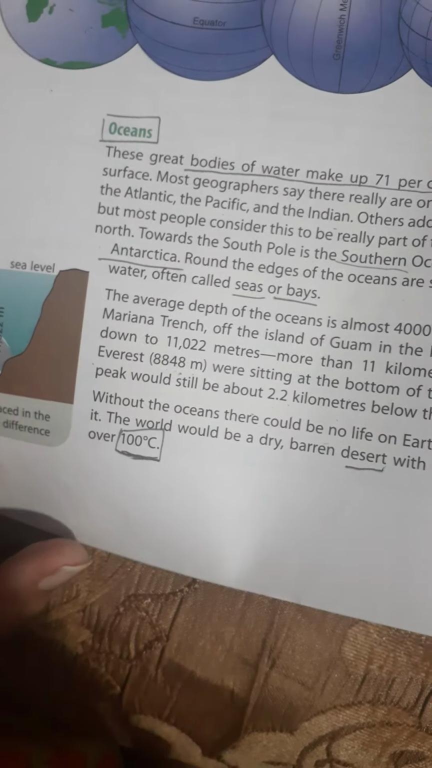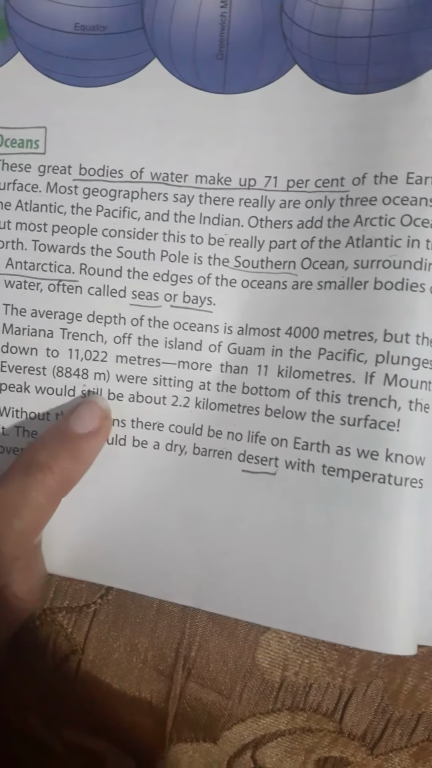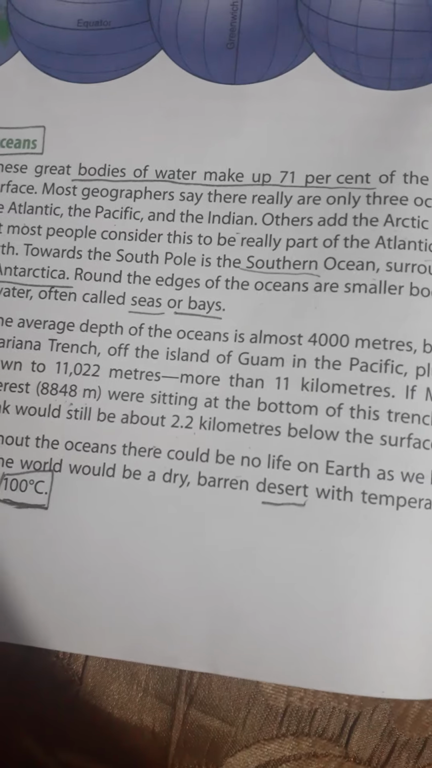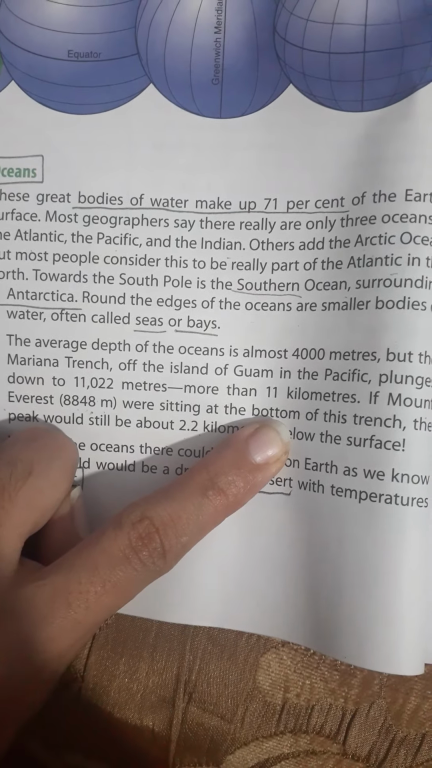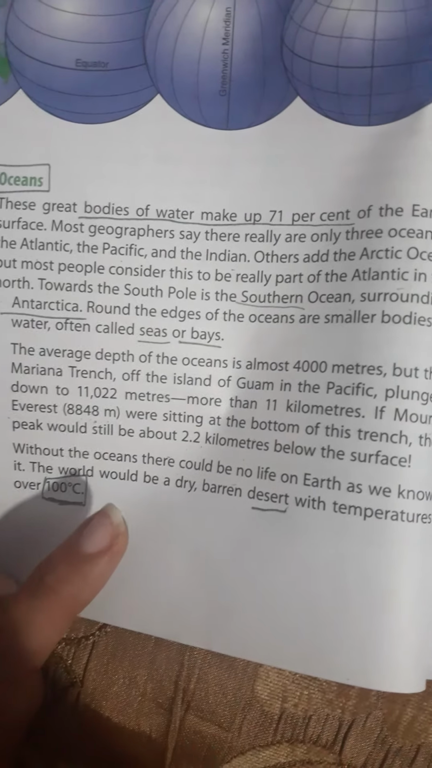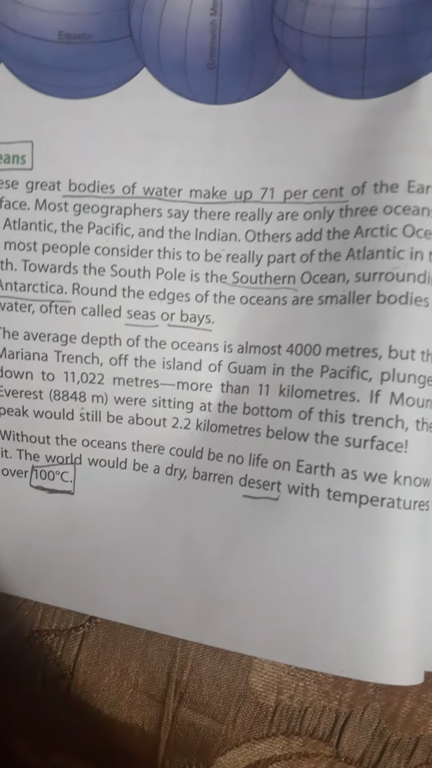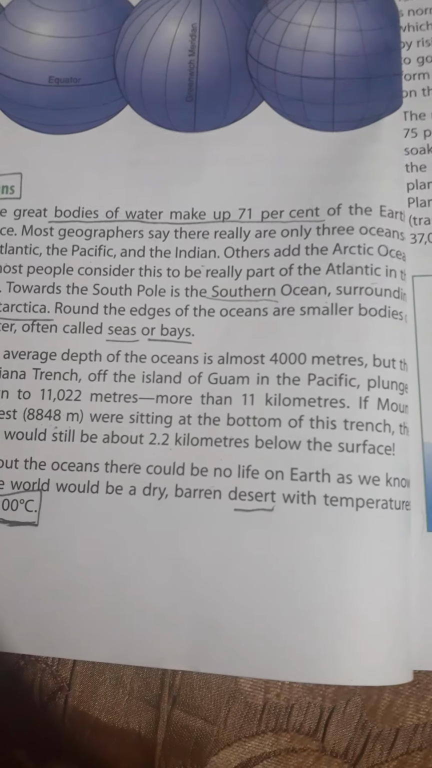Okay, let's study about the depth of the ocean. The average depth of the ocean is 4,000 meters, and if we measure the depth of the Pacific Ocean, that is 11022 meters, or more than 11 kilometers. And if we talk about Mount Everest, its depth in water is about 2.2 kilometers below the surface. Got it? Without oceans life on earth is not possible.